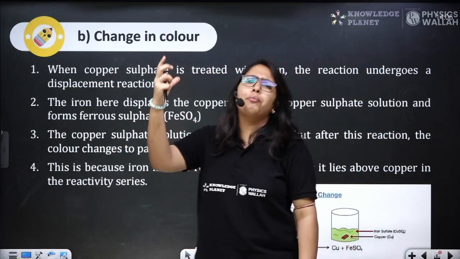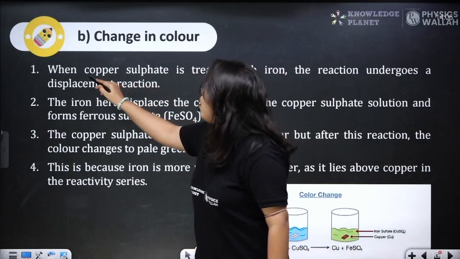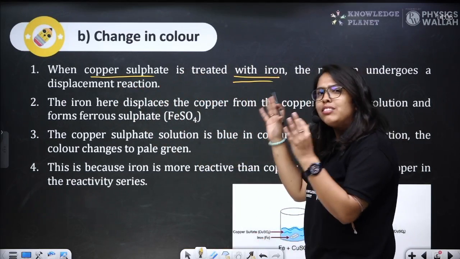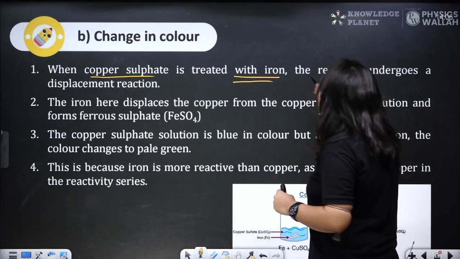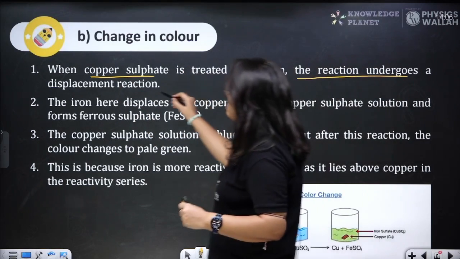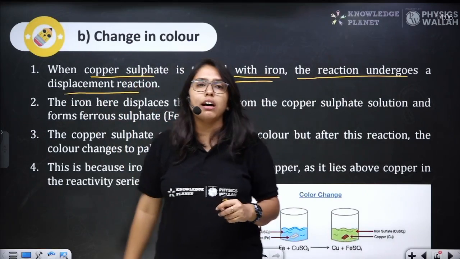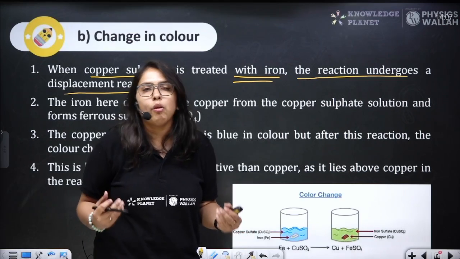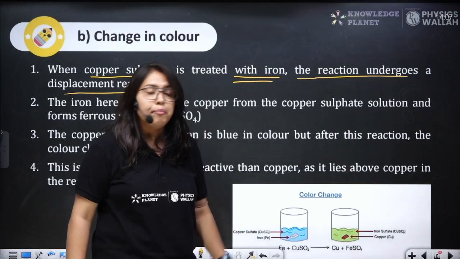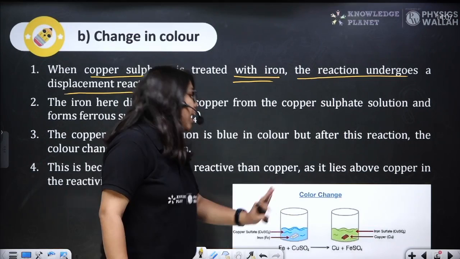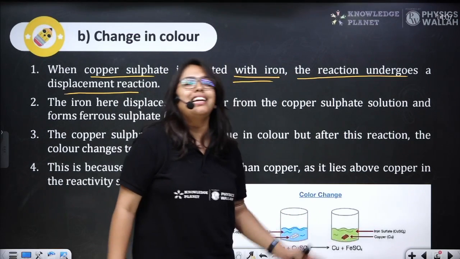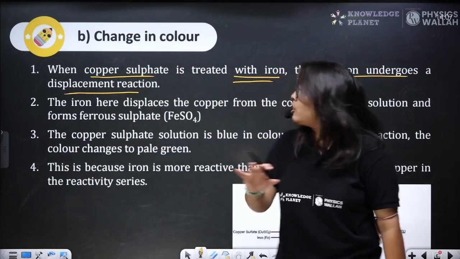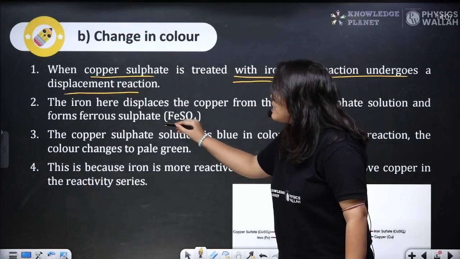The most common example you must come across is copper sulfate. When this copper sulfate is treated with iron, I'm sure you must have done this in the laboratories, the reaction undergoes a displacement reaction, wherein the blue color copper sulfate, we know copper sulfate is a beautiful blue color, but when it comes in interaction with iron, what we get is a green colored solution, and this green colored solution is the result of the formation of ferrous sulfate.